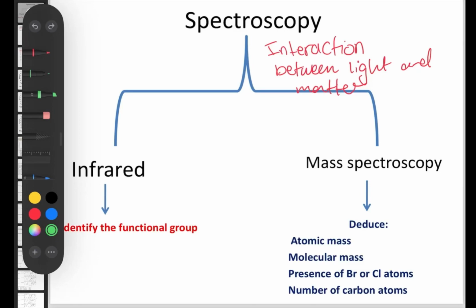Welcome everybody. Today we're going to start talking about a lesson of spectroscopy and in more detail about mass spectroscopy.